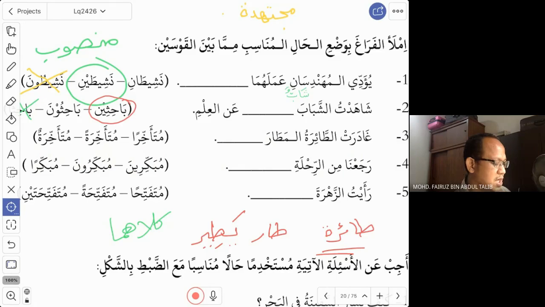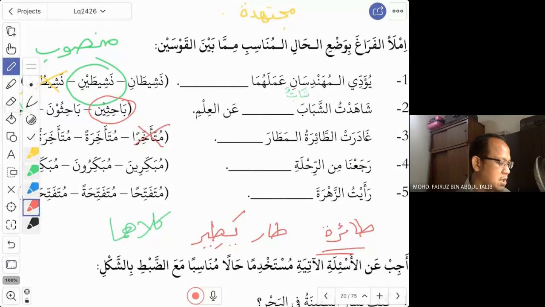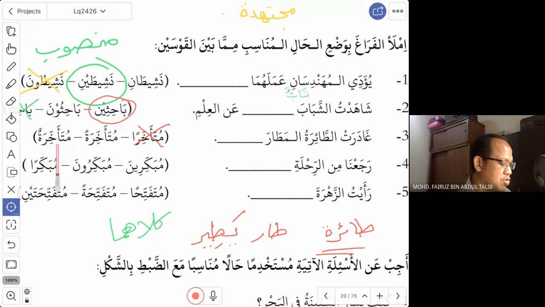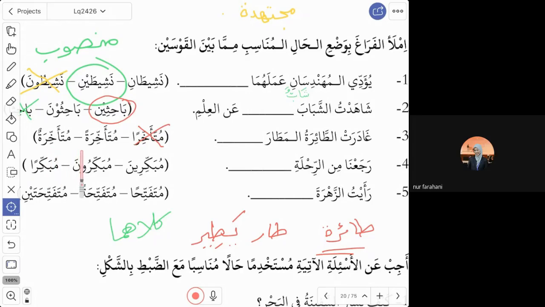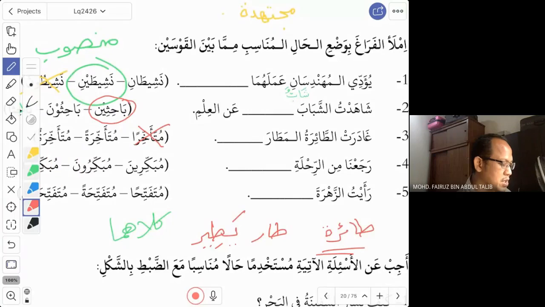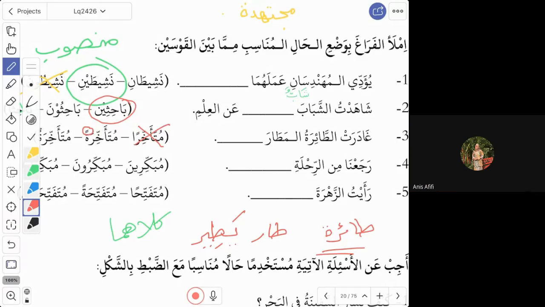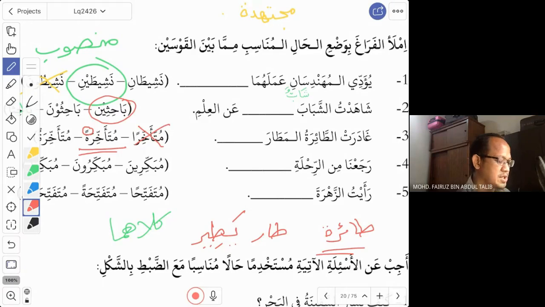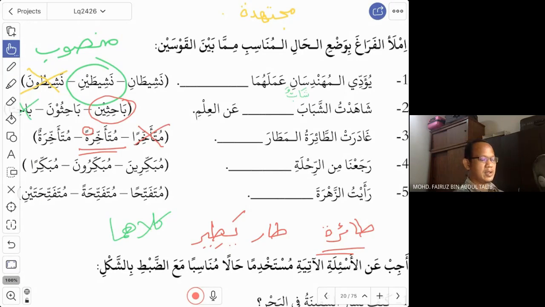So is it mutaakhiran or mutaakhirah with the ta? With the ta, of course. So now we have these two, mutaakhiran and mutaakhirah, both are muannas words, yes. But which version is the correct one to be a hal? Mutaakhiratan. Good, because the hal must be mansub. So we say ghadaratit ta'iratul matara mutaakhiratan.